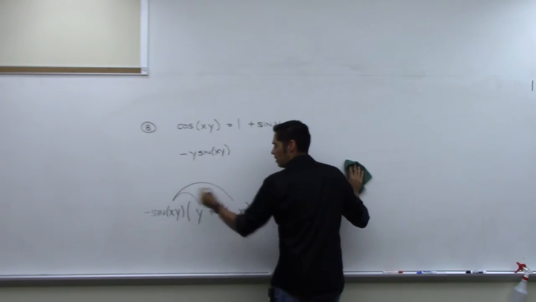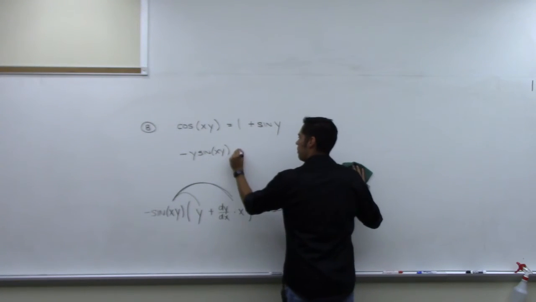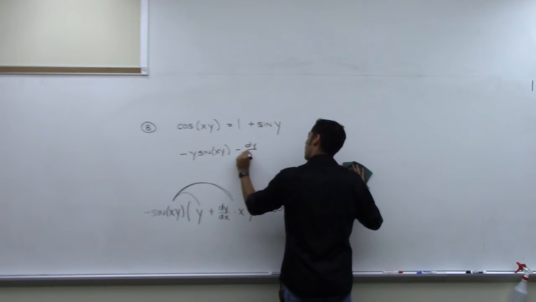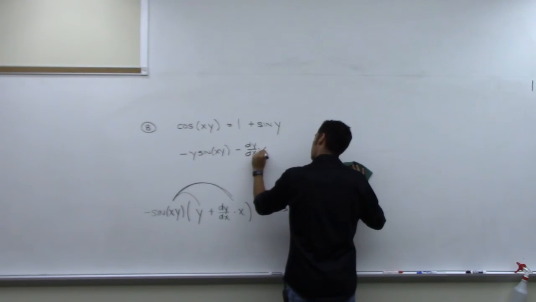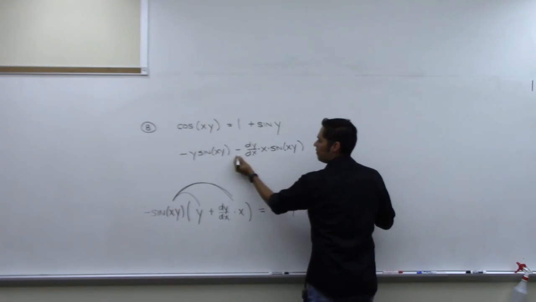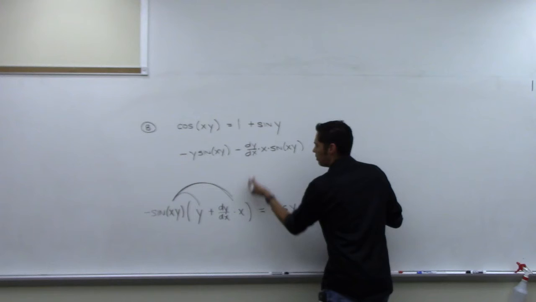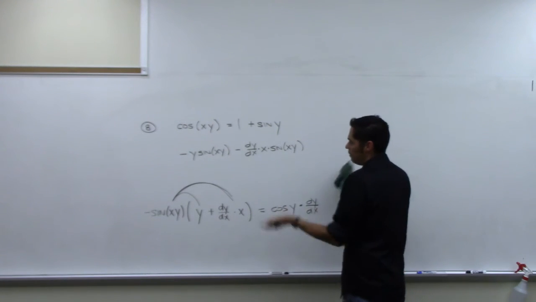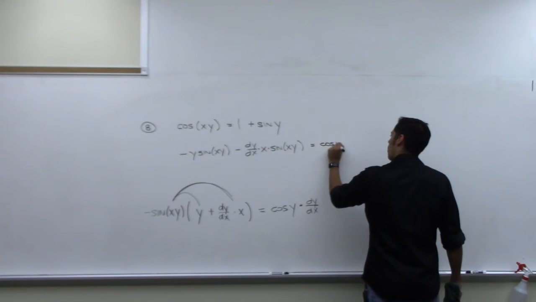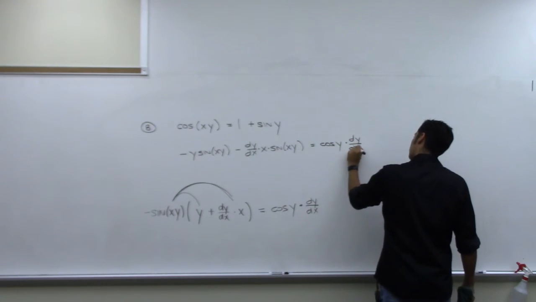All right. Now when I go here to here, this stuff right here, I'm just going to slap it in front. So minus, it doesn't really matter how I write this. I'll just write dy/dx times x times sine of xy. So I kept the negative, because it was negative here. And then I just put these two factors in front of the sine xy. And now I've distributed, there's no more parentheses, equals cosine y times dy/dx.